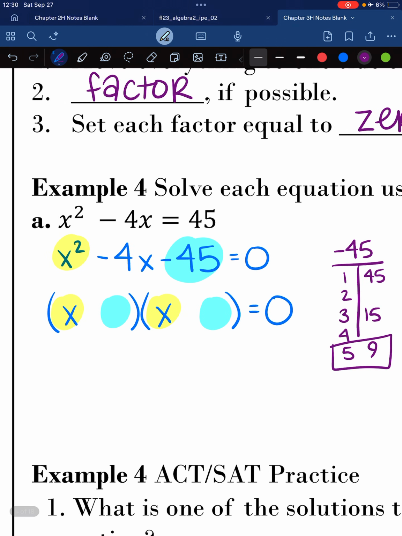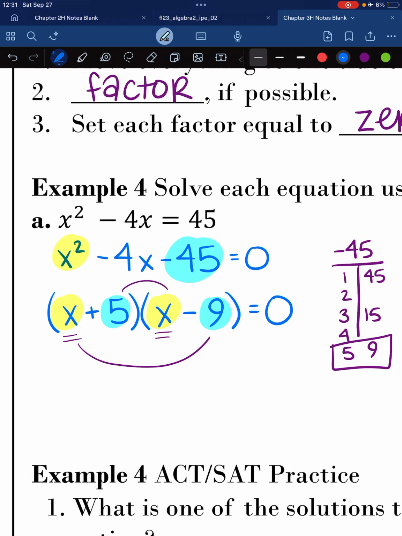Okay, so this one I don't have to worry about anything with the x multiplying because it's just one x on both of them. So I know that one of my values is 5, one of my values is 9, and we want the sum to be -4, which means the 9 has to be negative. -9 plus 5 is -4.